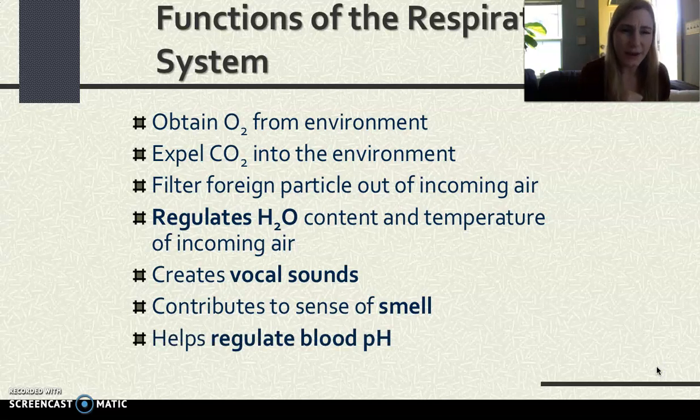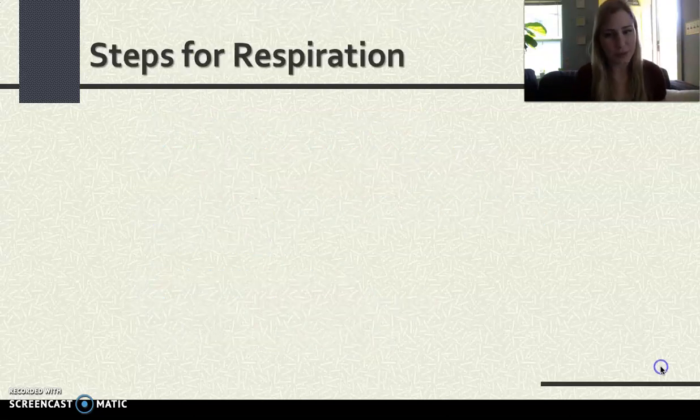And finally, it helps regulate your blood pH. We're going to be talking about this a lot more later on, but carbon dioxide, when dissolved with water, makes an acid. So the more carbon dioxide you have in your blood, the more acidic your blood is. So we have many different functions here: getting oxygen, getting rid of carbon dioxide. We're filtering out particles while making the air nice and warm and wet for our lungs. We're creating vocal sounds. We're contributing to the sense of smell and kind of taste. And we're also regulating the pH of your blood.